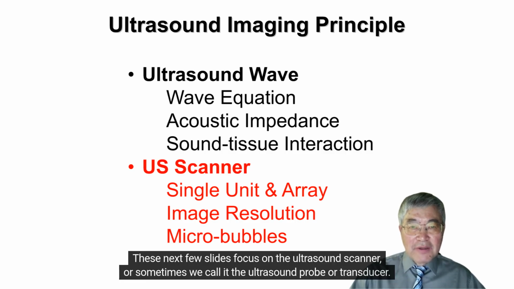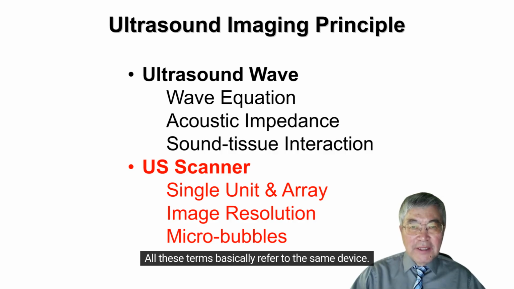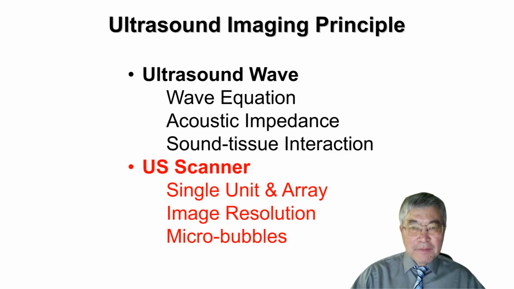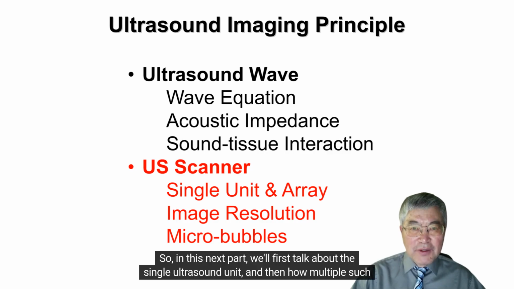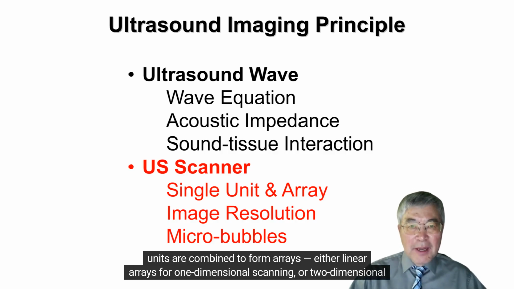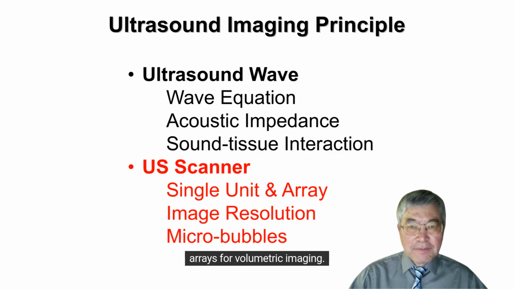These next few slides focus on the ultrasound scanner, or sometimes we call it the ultrasound probe or transducer. All these terms basically refer to the same device. So, in this next part, we'll first talk about the single ultrasound unit and then how multiple such units are combined to form arrays, either linear arrays for one-dimensional scanning or two-dimensional arrays for volumetric imaging.